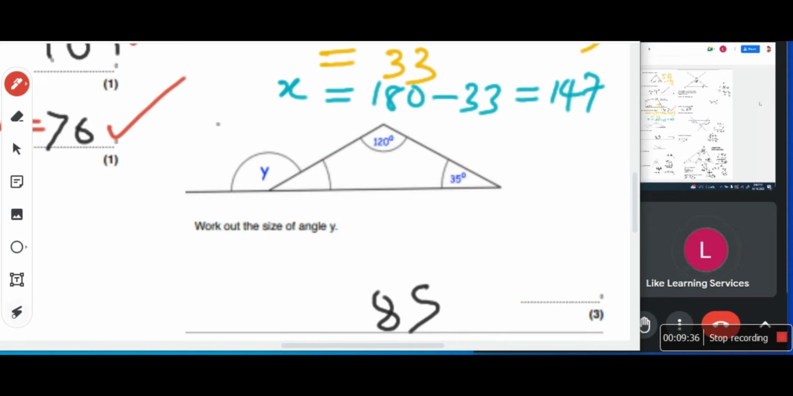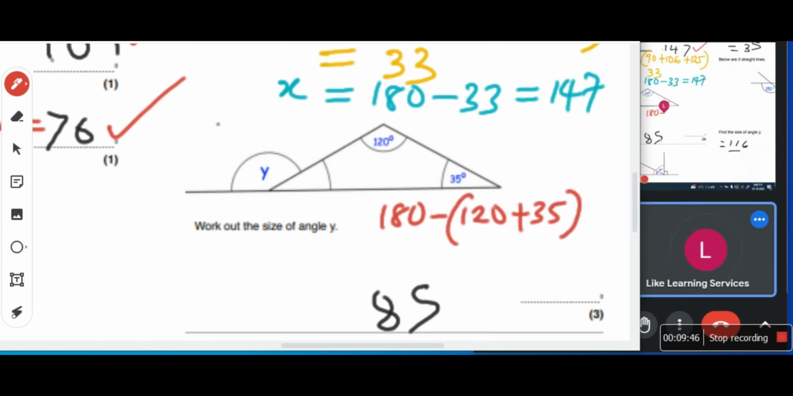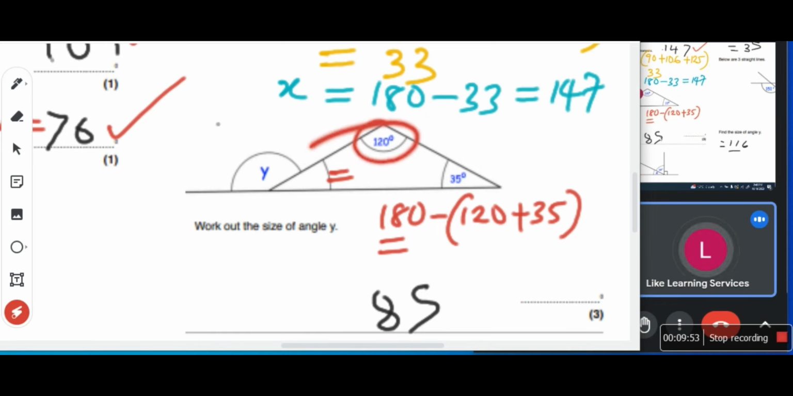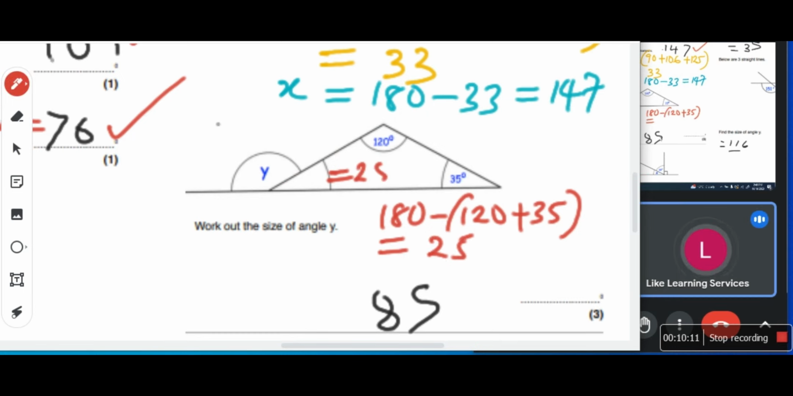So to get only here first, what you do is 180 minus 120 plus 35. I'm trying to get only here first, because this plus this plus this is 180. So 180 minus 120 plus 35 together, that's 155. 155, that means this place should be 25. This place is 25. Okay?